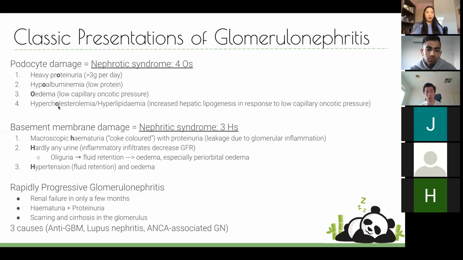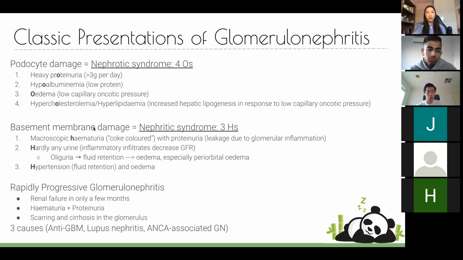And these are all the 4 O's, as a way to remember them. The last one's kind of weird. When you have low albumin in the blood, the liver tries to compensate by just making more stuff. So you increase the hepatic lipogenesis, and it actually just makes more fats. And that's why you also get hypercholesterolemia or hyperlipidemia.